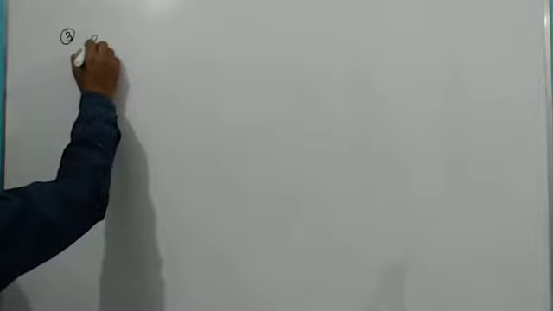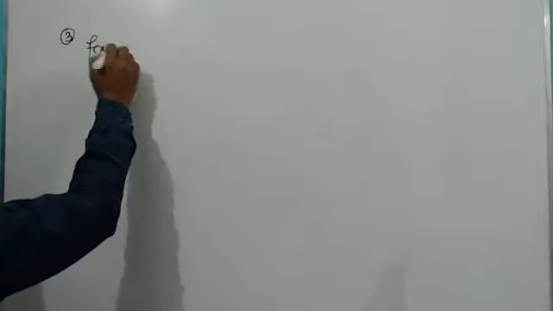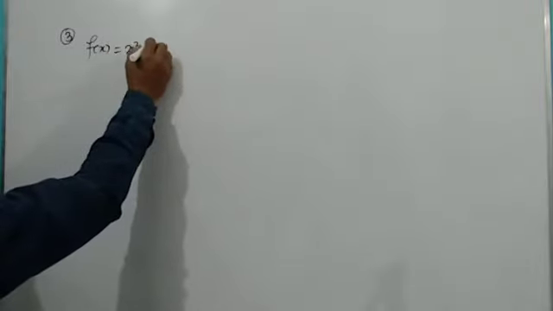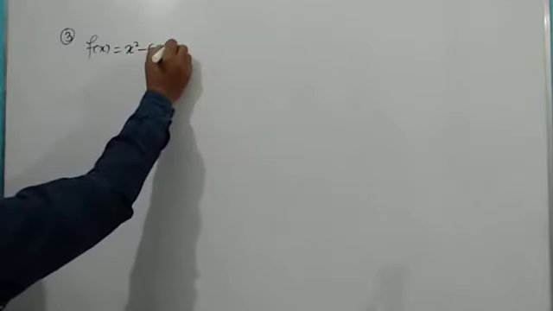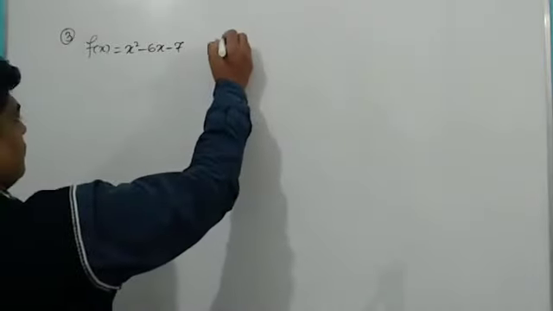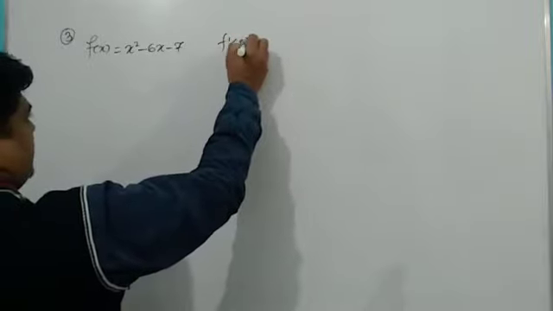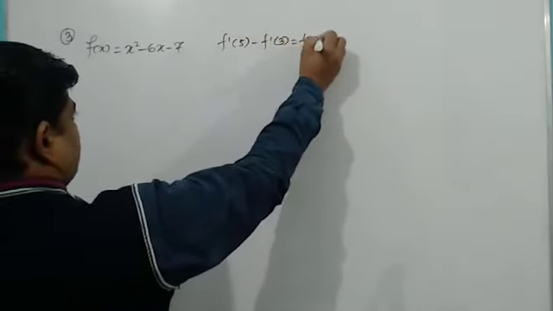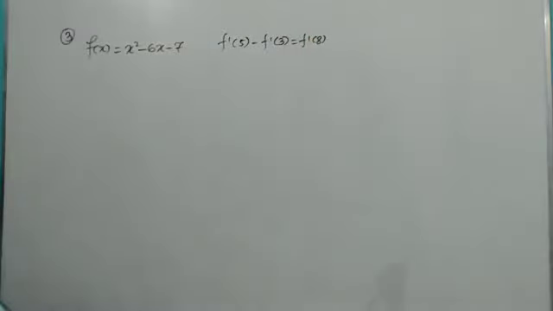Now, at question number 3, I am having f(x) = x² − 6x − 7. I have to prove that f'(5) − f'(3) = f'(8). This one we have to prove.